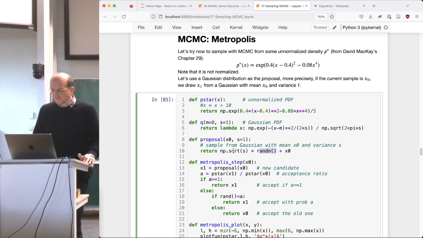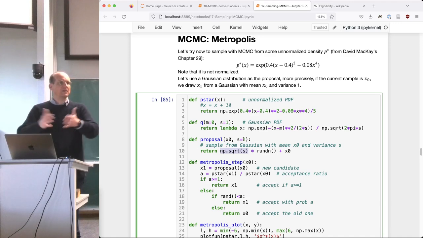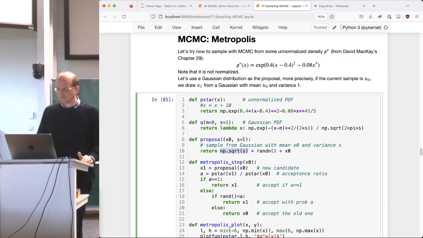So now how is it defined? It takes some mean, and the mean will be the previous value. So it's just a Gaussian distribution that is shifted by the current sample that I have. It's also scaled by the standard deviation, but that's a constant parameter here. I can increase it or make it smaller, and we can see what's happening.